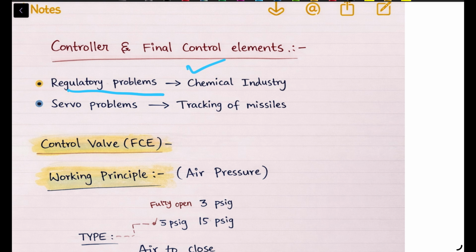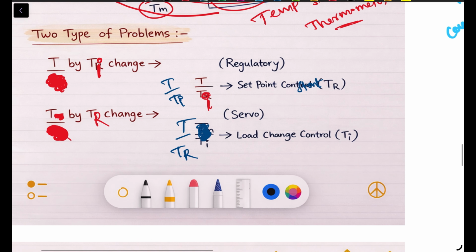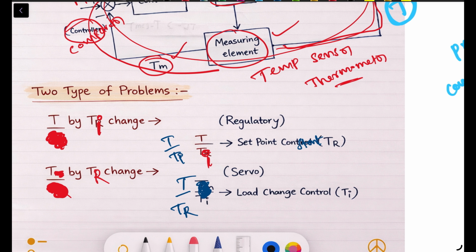One is regulatory control problems. The other one is servo problems, that's called a servo controller. So first, let us understand what exactly the regulatory controller is.